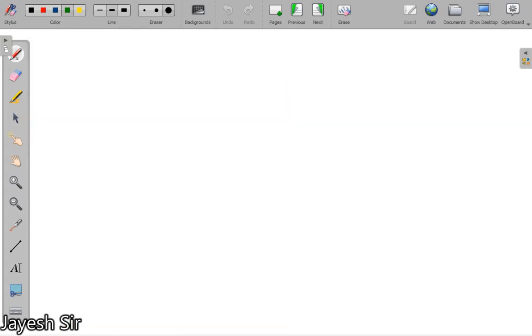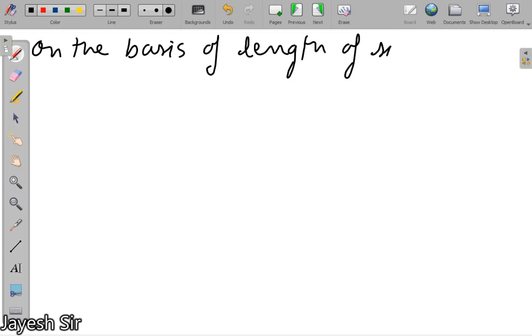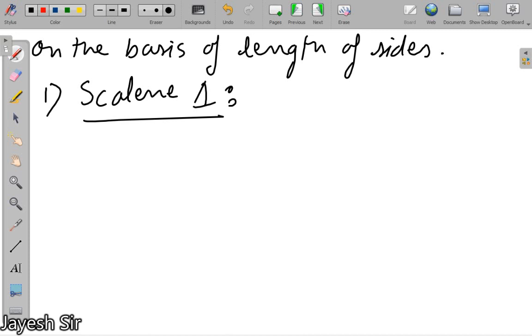Now we will discuss the types of triangles on the basis of length of sides. On the basis of length of sides, we have again three types of triangles. First is scalene triangle. What is a scalene triangle?